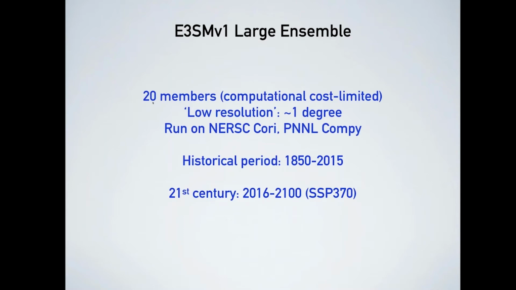So these are brief statistics on the large ensemble that we've generated so far. We've decided to target 20 ensemble members, which is largely limited by the amount of computational resources that we've been able to get so far. It's been run at low resolution, which for E3SM is a nominal resolution of 1 degree in the atmosphere. I think it's got regional resolution refinement in some places.